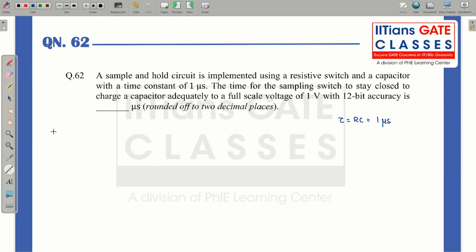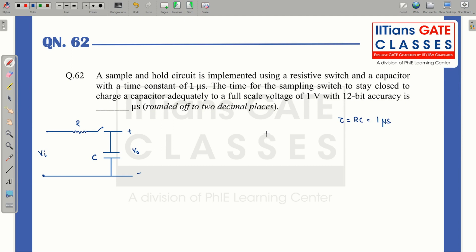So basically, if you want to draw the sample and hold circuit, here we have our input and from here we are taking the output. This is R, this is C. So basically you have to find in this question for how much time this switch should stay closed to charge the capacitor adequately, so that I get an equivalent voltage.